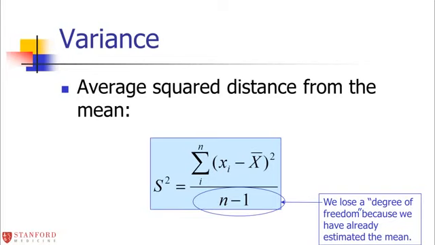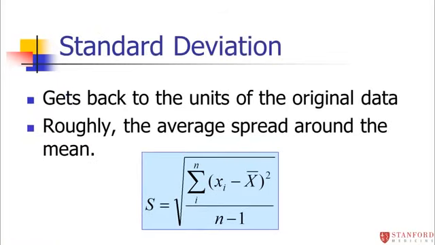They can't be anything else. Once you have 99 and the mean, there's nothing else that person can be. So you've lost what we call a degree of freedom. Again, that's a technical thing, but it will come up again, so I just want to point out that that's there.